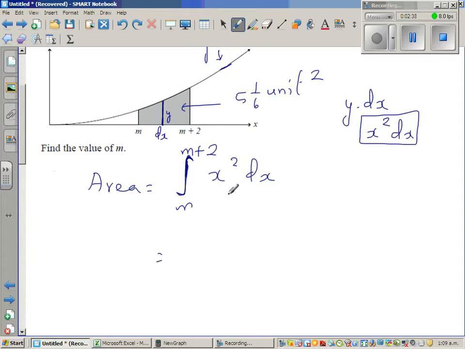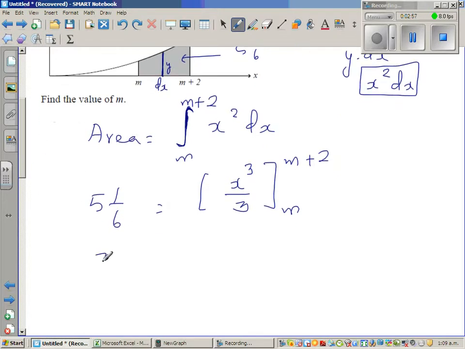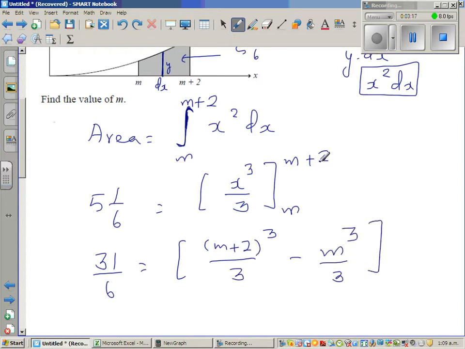So the integration of x squared is x cubed over 3, with the bounds from m to m plus 2. And we know that the area is 5 1/6, so 31 over 6 is equal to, now you substitute m plus 2 and m in this. So this becomes m plus 2 the whole cubed over 3 minus m cubed over 3. This is called the upper bound, and this is called the lower bound. So you first substitute m plus 2 and then take away.